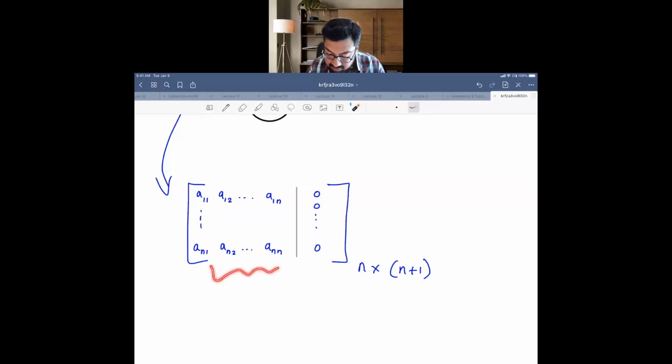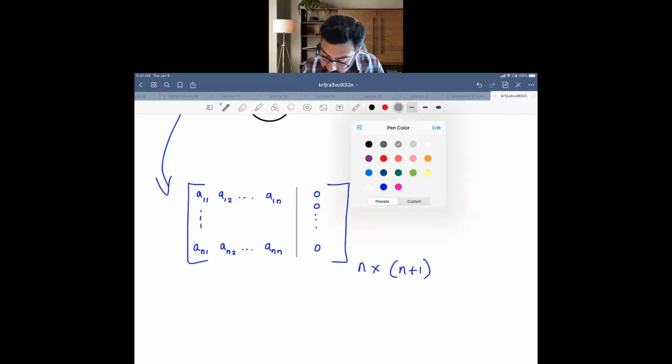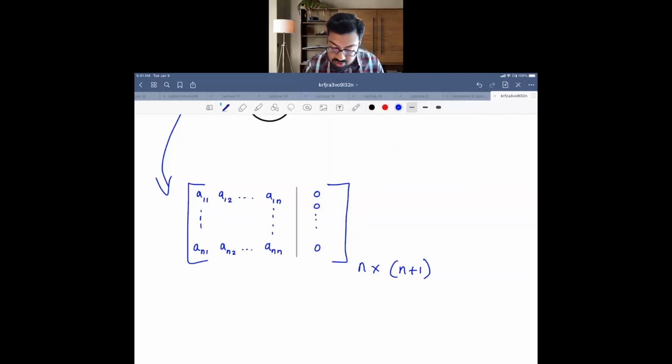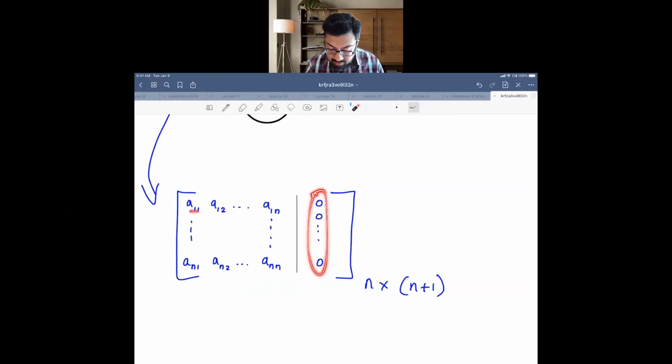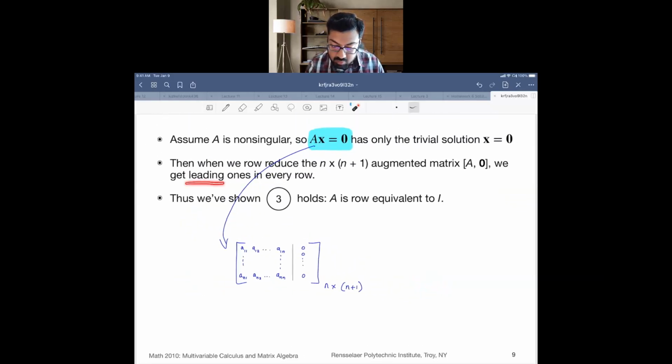So that will be your augmented matrix. Here you have the set of coefficients, here you have 0, and the size will be n by n. Now from this, what can you do? You can start doing row reductions. When you start doing row reductions, this will not change. All of this is going to translate into an identity matrix. So we get leading ones in every row. As you do the row reduction, all of these go to a 1, and all the other elements go to a 0, which means that A will be row equivalent to an identity matrix.